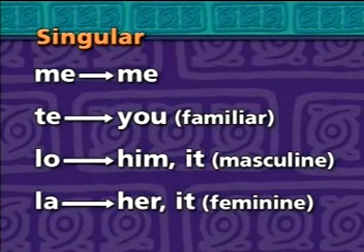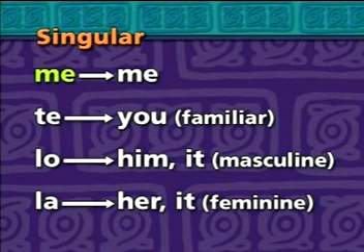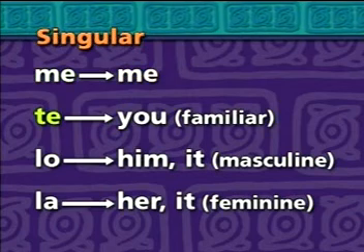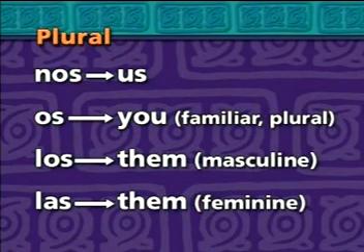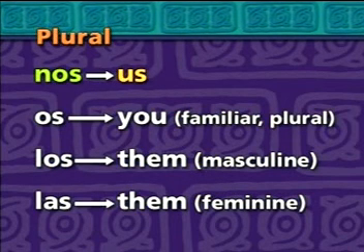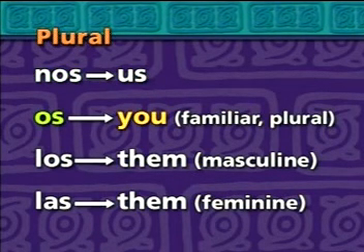A couple more singular direct object pronouns are me, which means me, and te, which means you, but in a familiar way. The other plural direct object pronouns are nos, which means us, and os, which means the plural of you familiar.